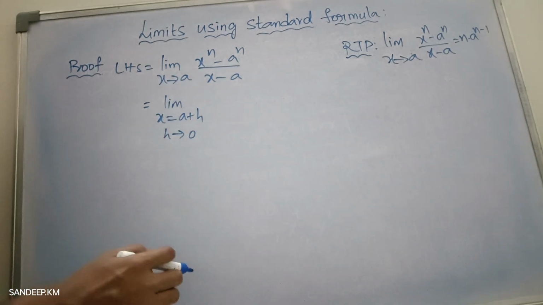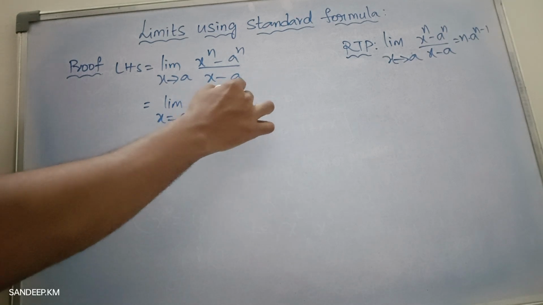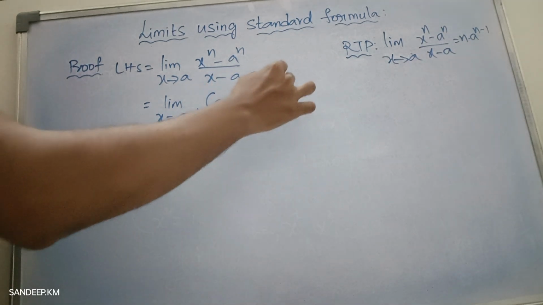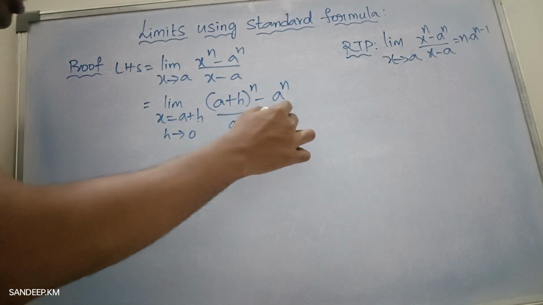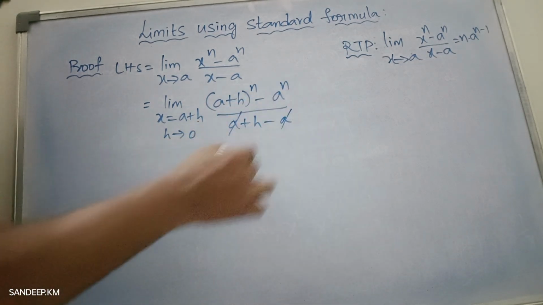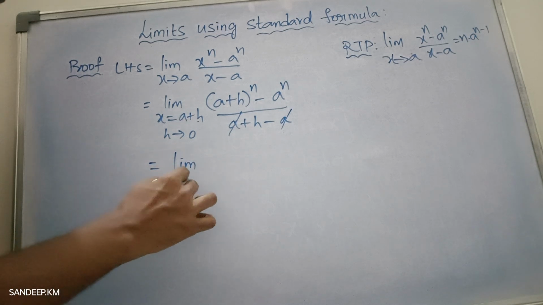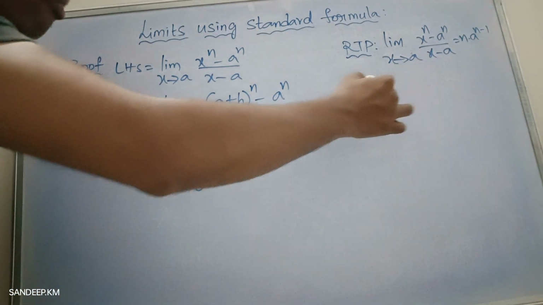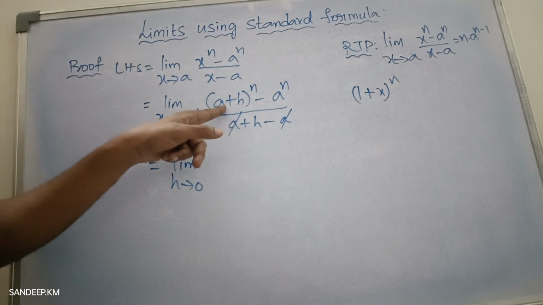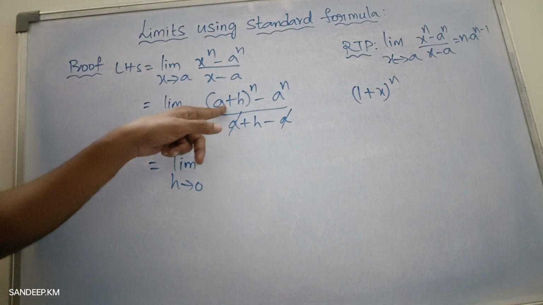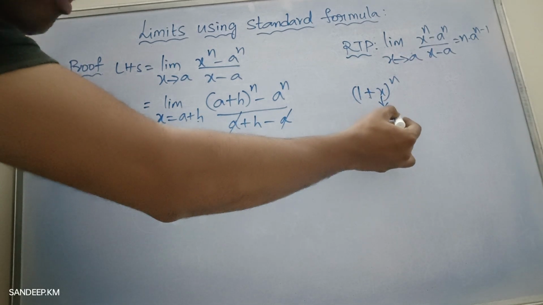In that case, what I will do is, instead of x, I will take a plus h. So a plus h whole power n minus a power n divided by, instead of x I am going to use a plus h minus a. So plus a and minus a will get cancelled, and next I wanted to convert it in the form of 1 plus x whole power n.